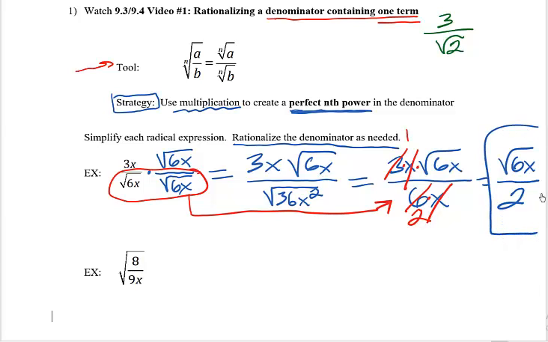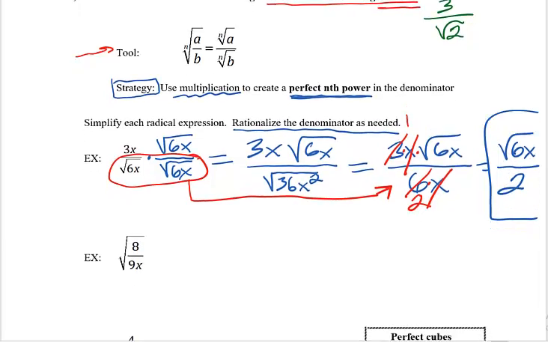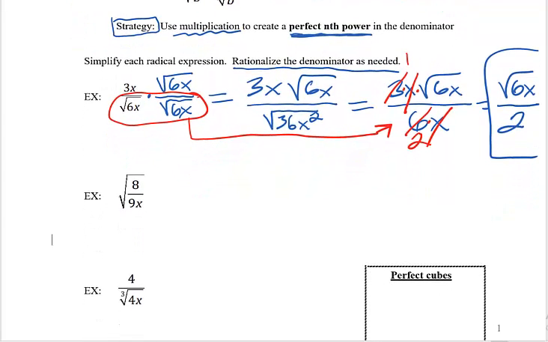I know your brain wants to do something with that 6 and that 2, but remember this 6 is trapped on the inside. We have simplified the expression, including getting rid of radicals in the denominator. Okay, let's try some other examples.